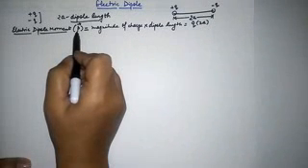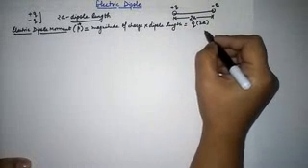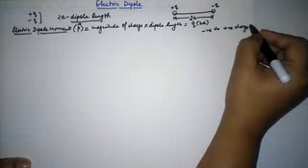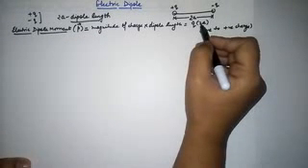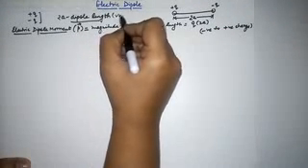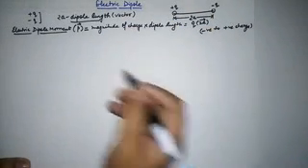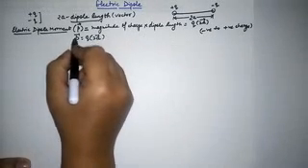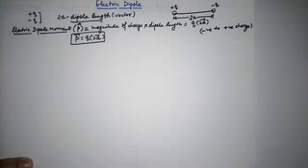Now dipole moment is a vector quantity. What is the direction of dipole moment? Direction of dipole moment is from negative to positive charge. Because it is a vector quantity, this dipole length is assumed as a vector, so here we will put a vector sign. So we can say P is equal to Q into 2a. This is the formula for dipole moment. It is a vector quantity.